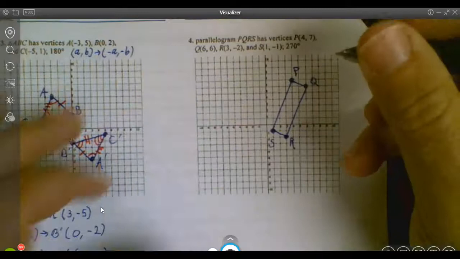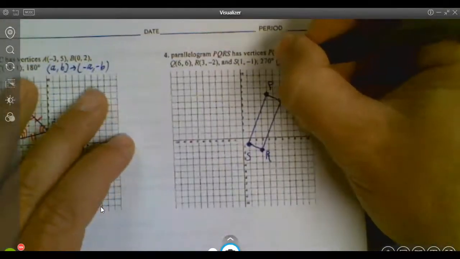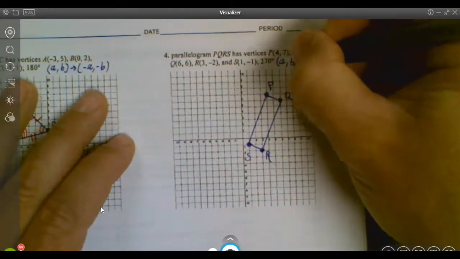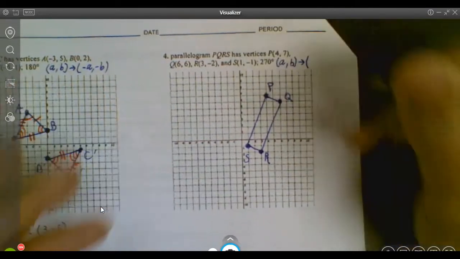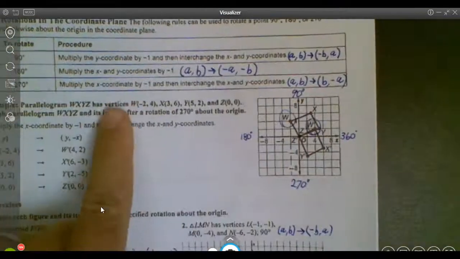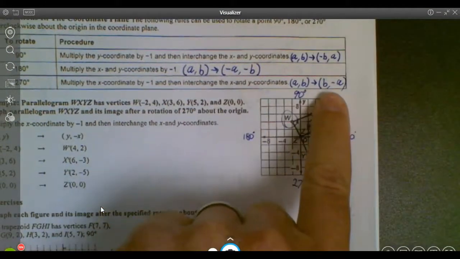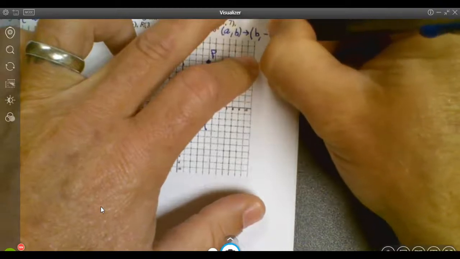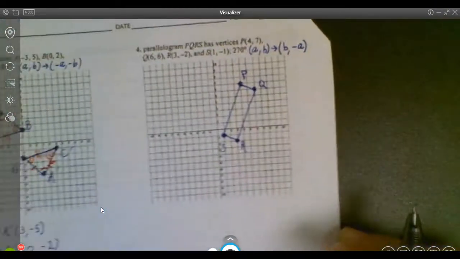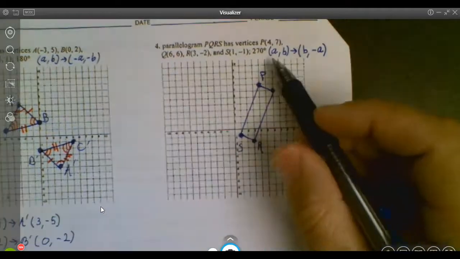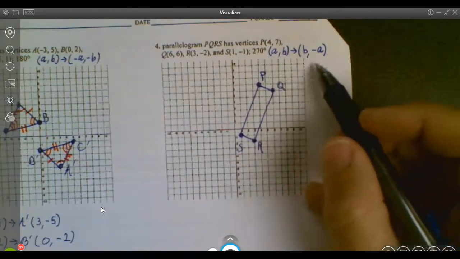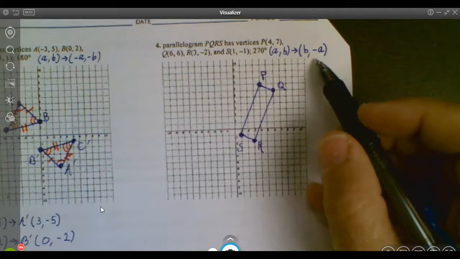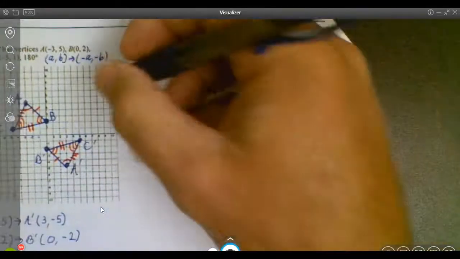So here's the final rule. AB becomes, that was the third one that we did, AB becomes B, -A. So again, my coordinates need to change places. They're going to switch spots. But what was my X, as it moves into this position, changes signs. So like a point like 4, 7.